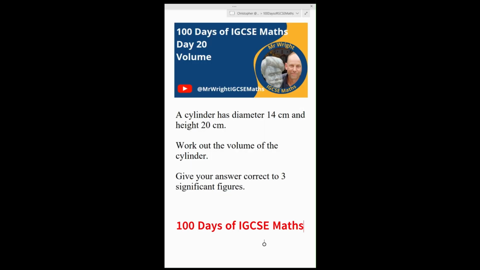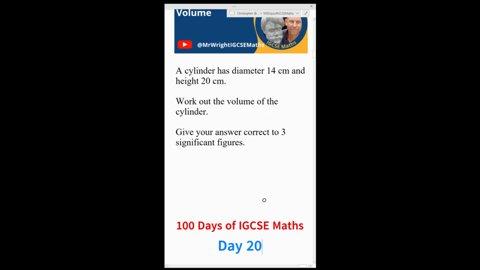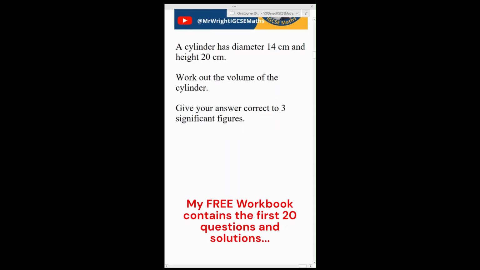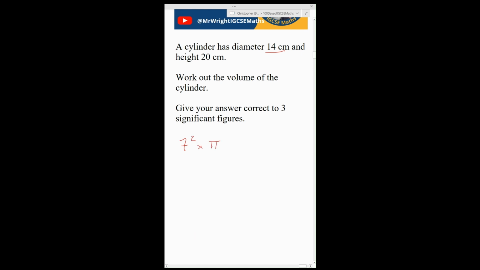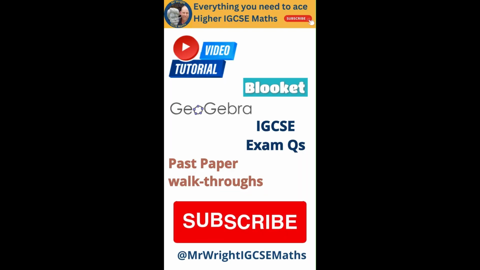Now's your chance to pause if you'd like to do the question before me. Okay, so my cylinder has got a diameter of 14, so the top has got a radius of 7. So the area of the top is 7 squared times pi. And to find the volume, I do the area of the top multiplied by the height. And on my calculator, that gives me 3078.7 and so on cubic centimeters. I need to give that to 3 significant figures. 3080 cubic centimeters.